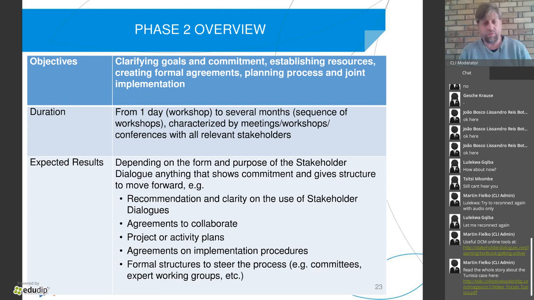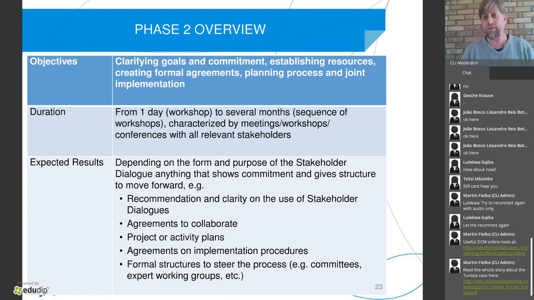Lost my PowerPoint. Well, here we go. Clarifying the discussions, there is a lot of process planning and joint implementation planning. The duration of this phase two can be very fast, depending on whether it's really a small objective that the different stakeholders are trying to accomplish, or it can take several months. If you've established a good phase one, where you've really put all your stakeholders together, they've agreed to work together, and there's a good energy.